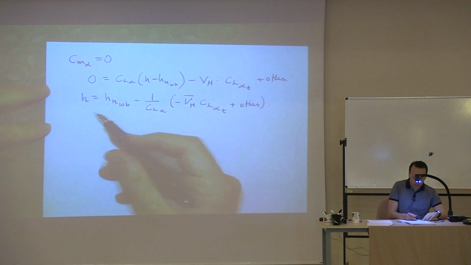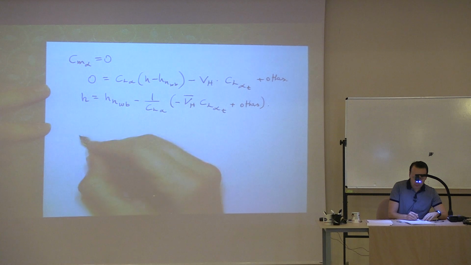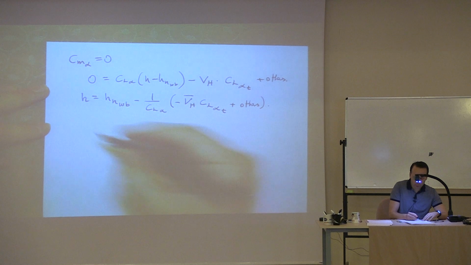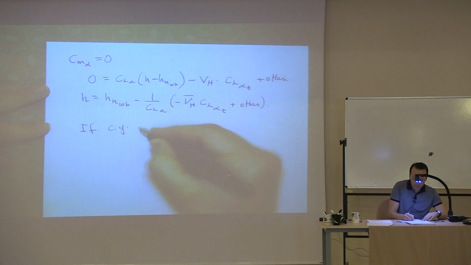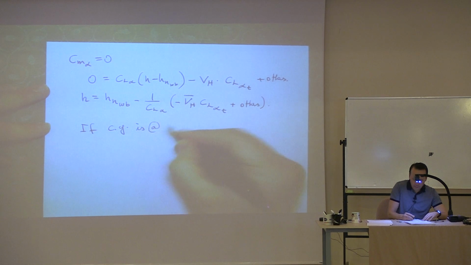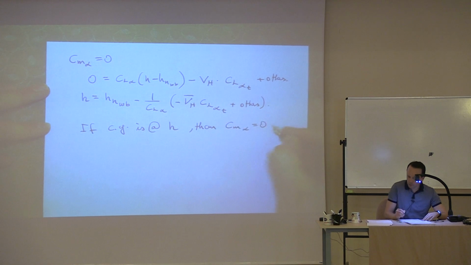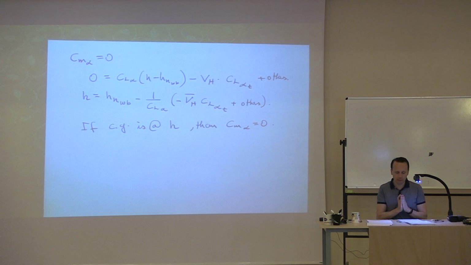So this is the point where the CG is for alpha equals 0. So if the CG is here, CG is at h, then Cm alpha is equal to 0 for this aircraft, and it will be right at the boundary. Okay.